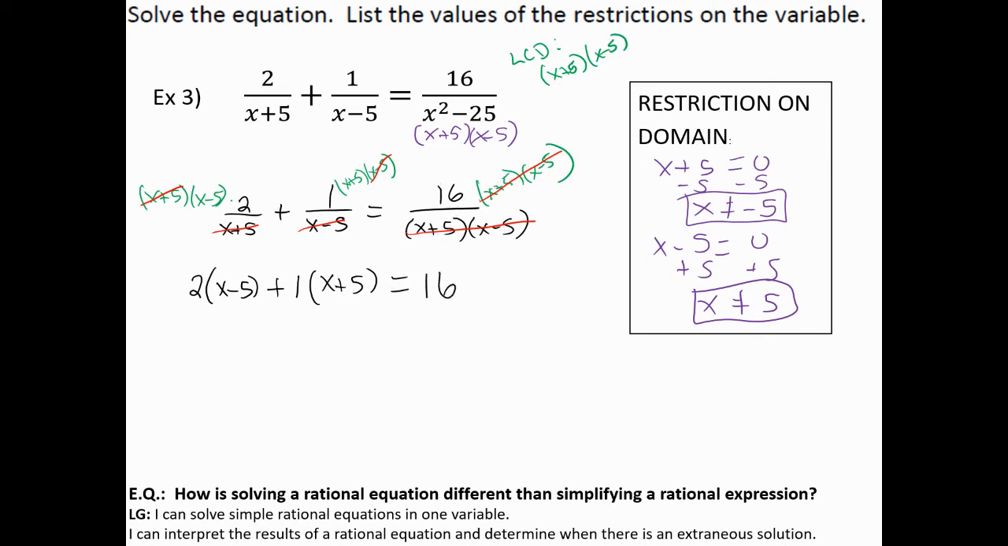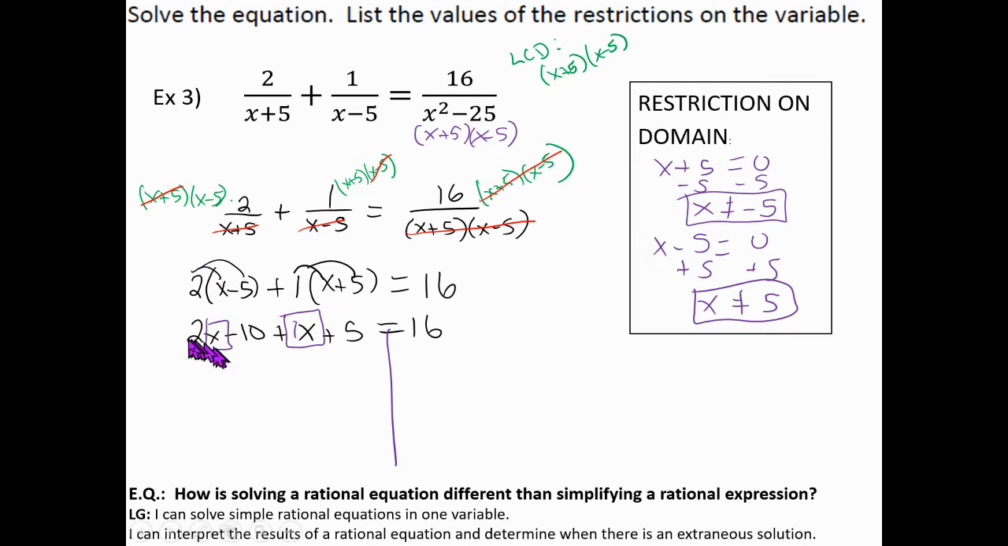Just 16. And then now you're just going to solve this like we normally did back in 8th and 9th grade when we took algebra. We're going to distribute that 2 to everything. So it's going to be 2x minus 10 plus, we're going to distribute that 1 to everything. X plus 5 equals 16. And this is why I call it box and wall, because we need to combine our boxes on the same side. I like to put a 1 there too.